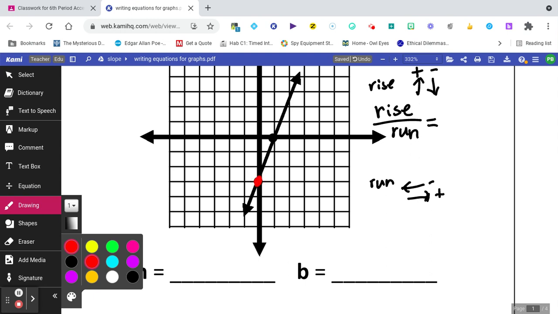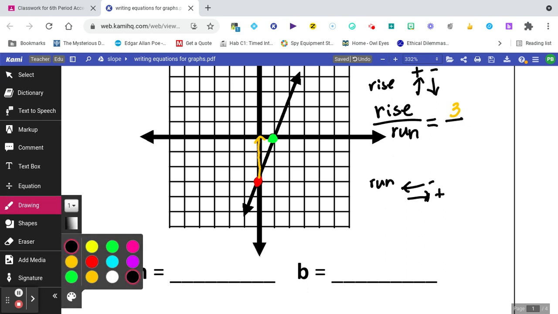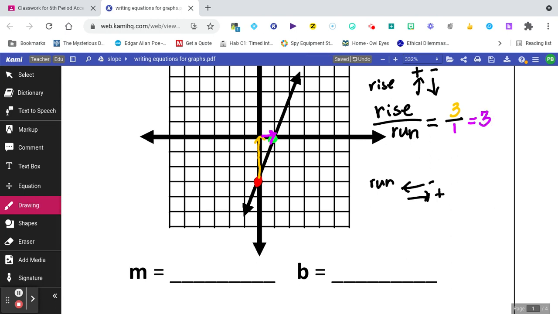And I'm going to color code my points. So I'm going to start from the point that's in red and rise 1, 2, 3 units. Because I went up, my rise is positive. And then I'm going to run to the right, only 1 unit to get to the green dot. So my slope is 3. So I know here m is 3.